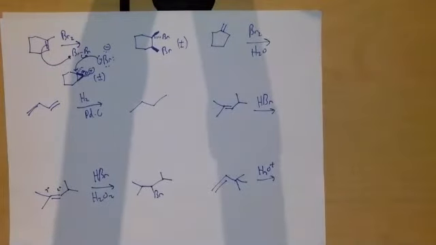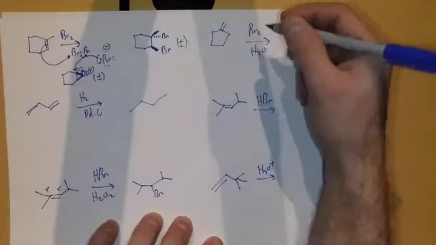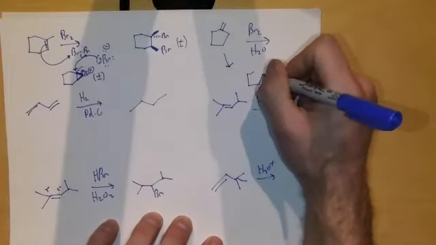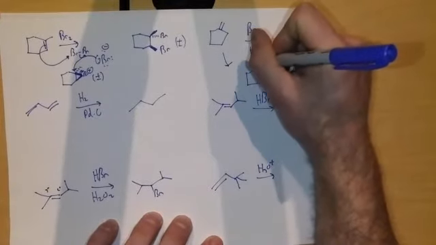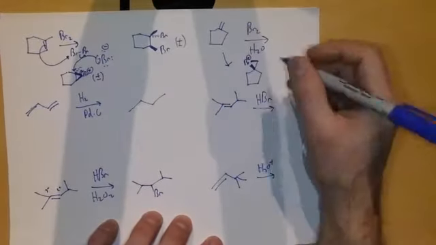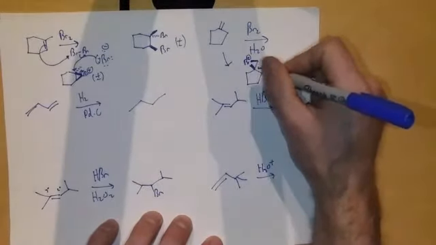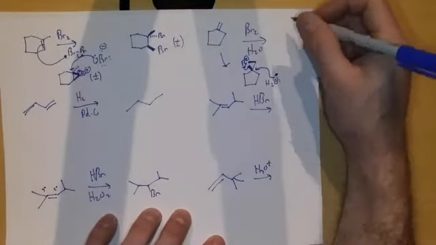Our next one here is really similar to this one, except we have water. So our first step, we're going to form that bromonium ion. And then water can come in, do an SN2 at our more substituted center, and we'll get anti-addition of water and bromine.